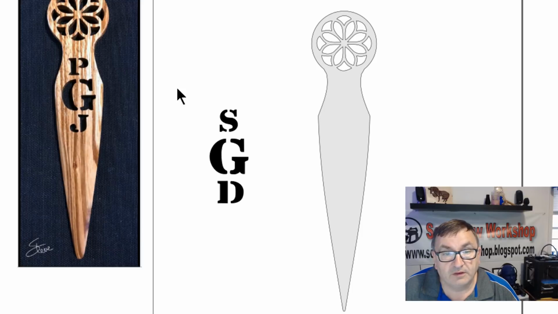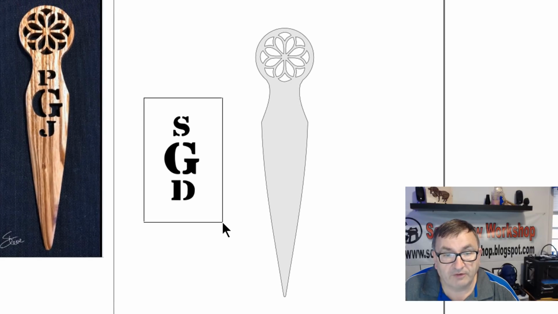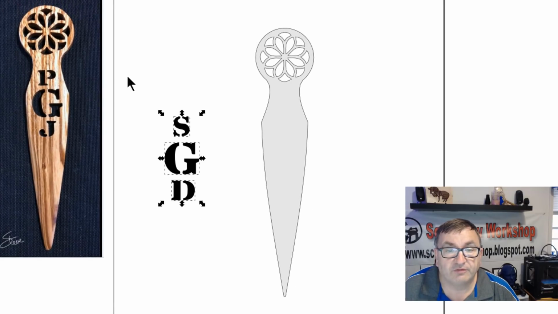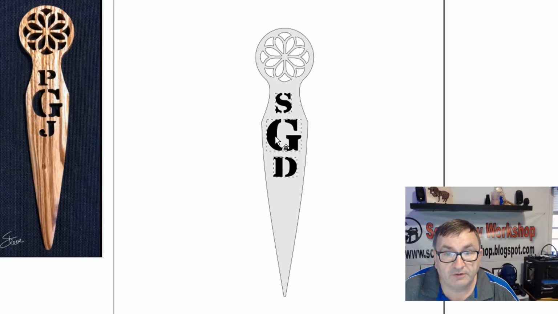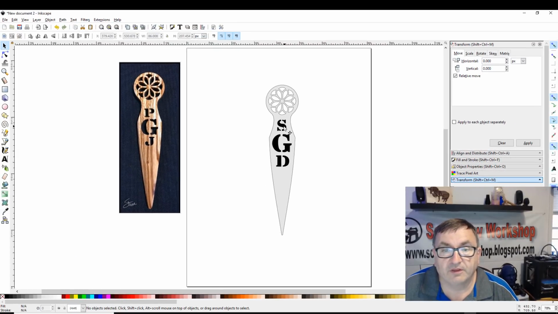Okay? With my pick tool, again, this tool right here, looks like this arrow. I'm going to click and drag a bounding box around all those letters. That will select all of them. I'm going to grab them with my left mouse button, move them over here, and center them up on my letter opener. Click anywhere on the blank part of the screen. That will deselect the text.